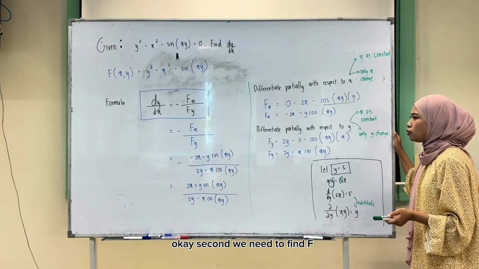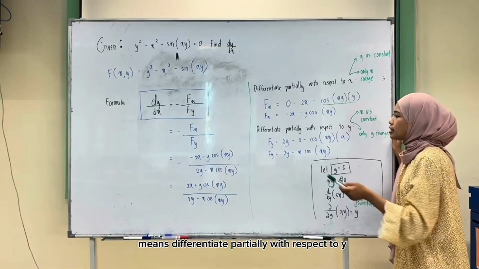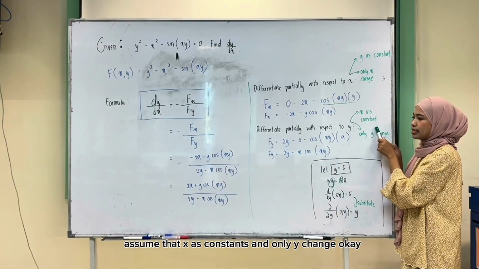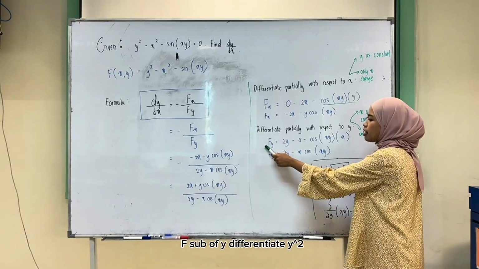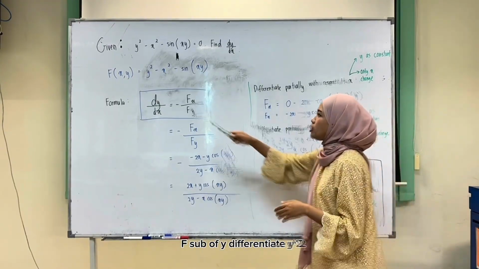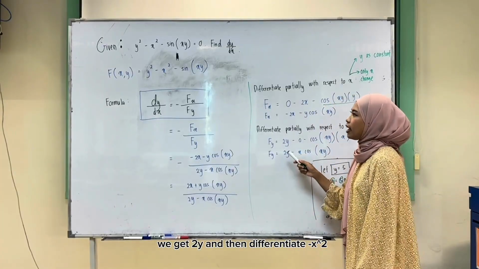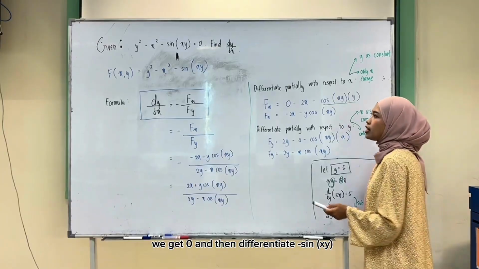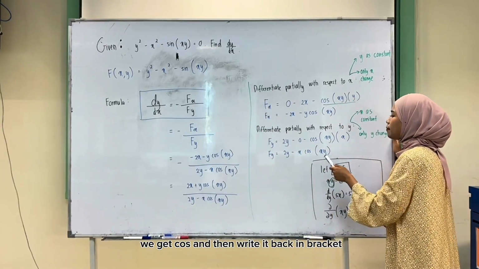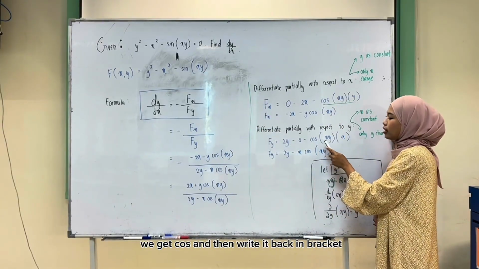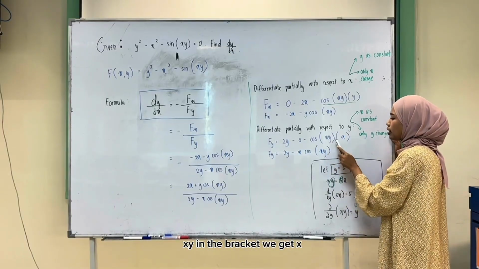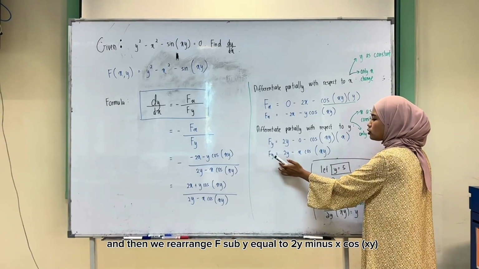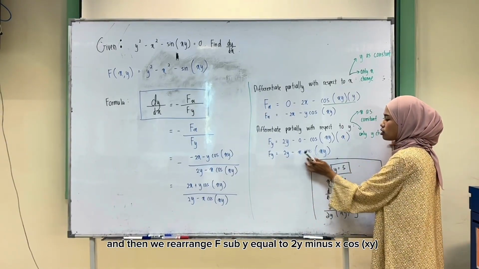Okay, second, we need to find f sub y, which means differentiating partially with respect to y. Assume that x is a constant and only y changes. For f sub y, differentiate y squared, we get 2y. And then differentiate negative x squared, we get 0. And then differentiate negative sin of xy, we get cos, and then write it back in brackets, xy. And then differentiate xy in the bracket, we get x. And then we rearrange: f sub y equal to 2y minus x cos of xy.